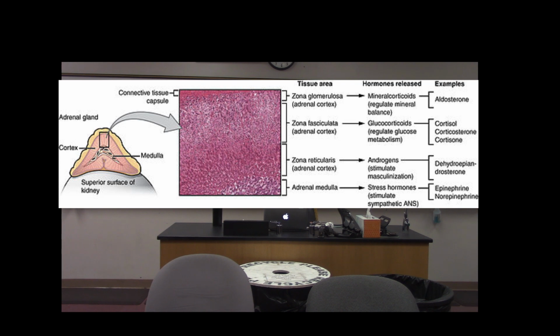When we get to the reproductive system, we're going to talk about androgens, and androgens are a group of hormones like testosterone. Estrogens are also a group of hormones like estradiol, estriol. And then progesterones or progestogens. We'll talk about each of these, androgens, estrogens, progesterones, when we get to the reproductive system. But I just wanted you to know that these are all secreted by the adrenal cortex.